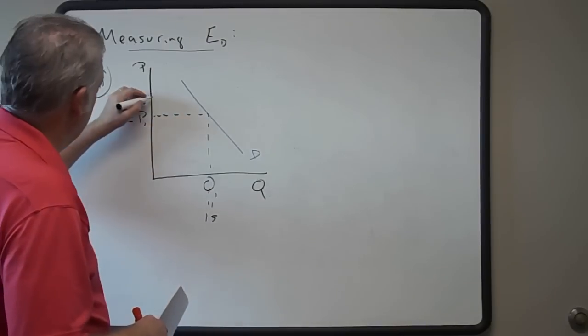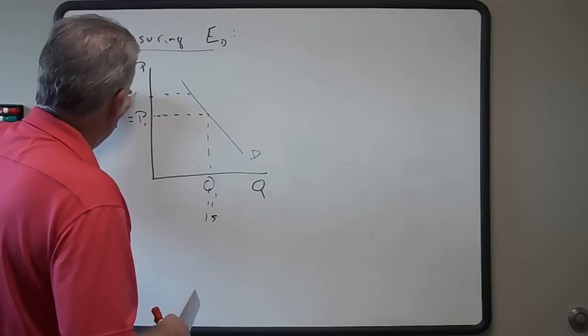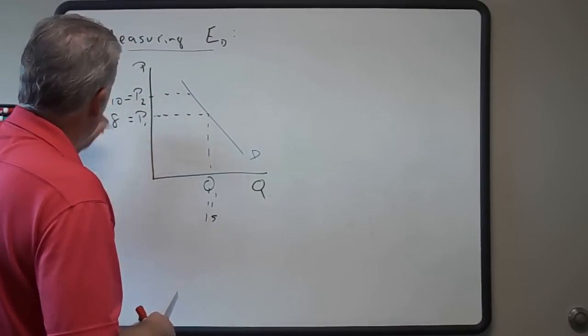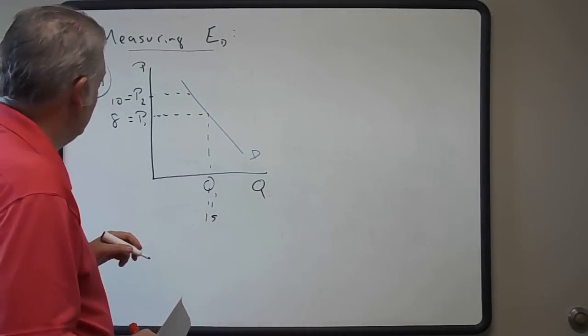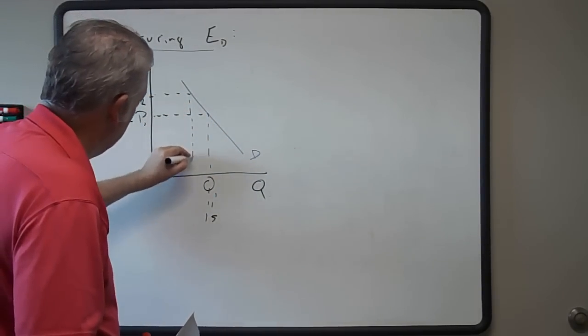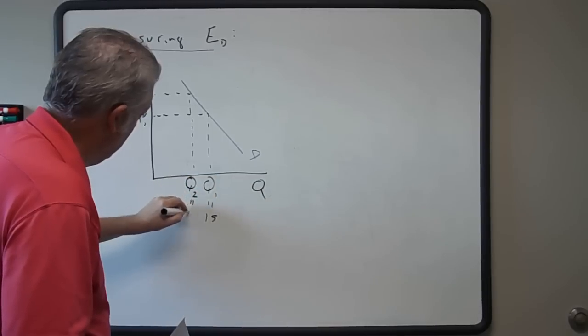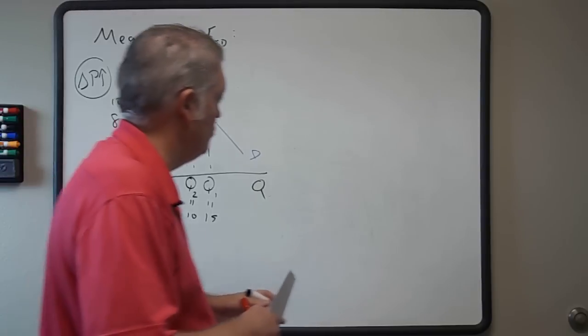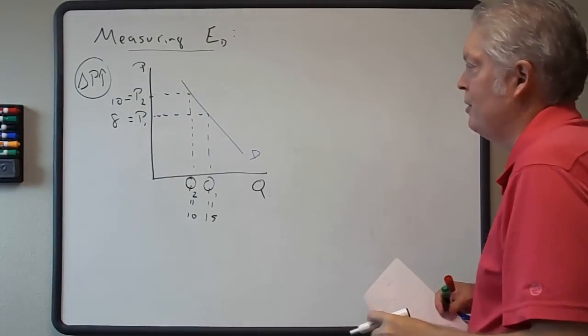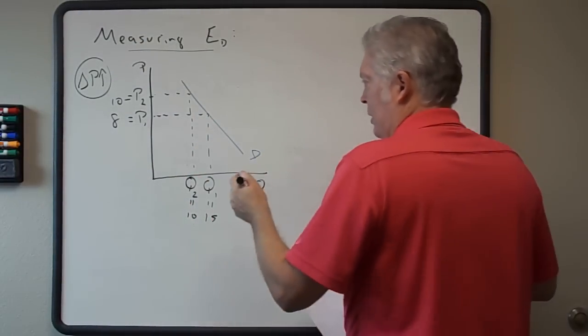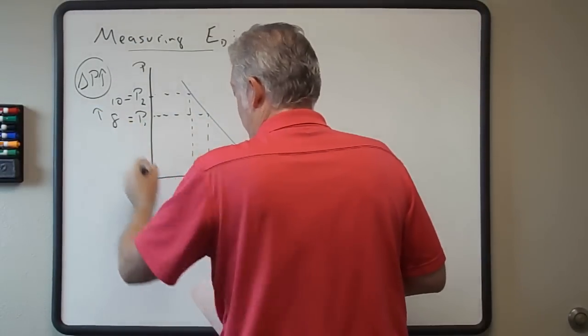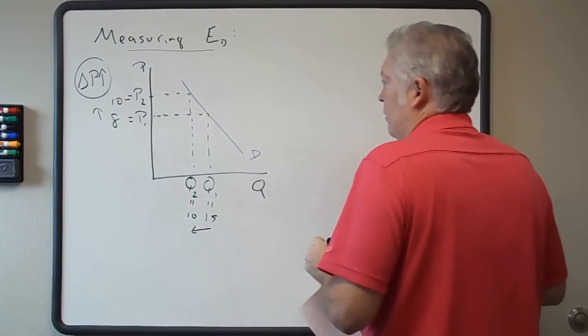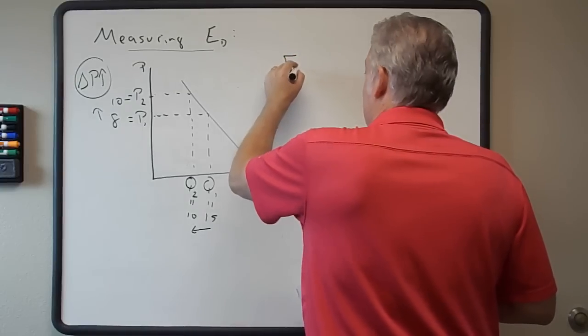Again, the price is going up now, so the price is going from P1 to P2. We're saying that the new price for this good is $10, and we would expect the quantity to fall, and it does, falling to 10 units. So the question is, what is the price elasticity of demand for this particular relationship, given the price of the good going up and the quantity demanded of the good falling? Let's do the math on this and see what we end up with.